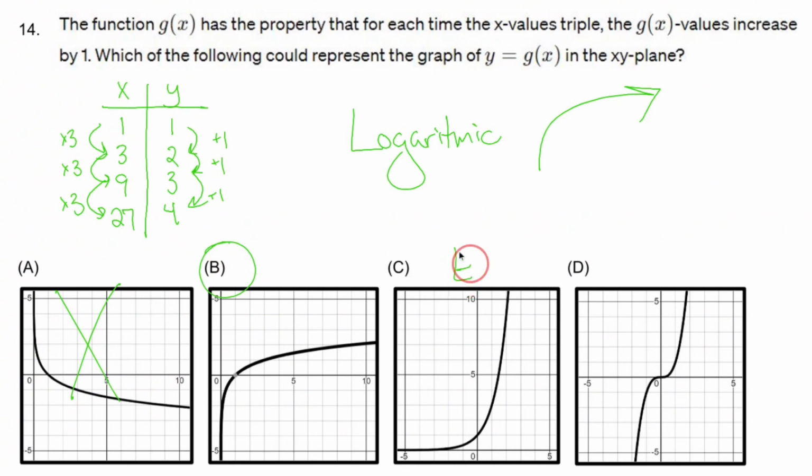C is exponential growth. And D looks like it's cubic or Cupid. I'm leaving it. You can't stop me. I'm leaving it.